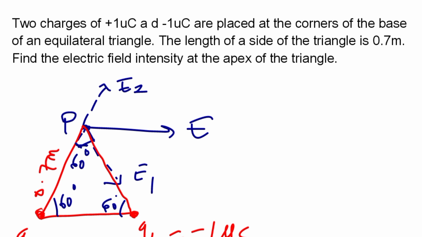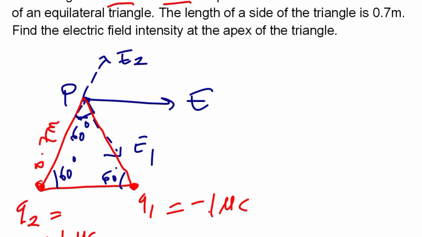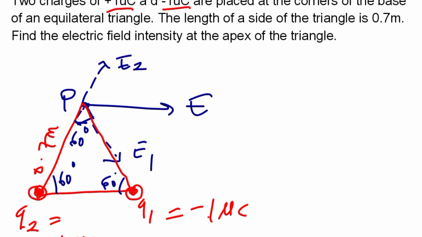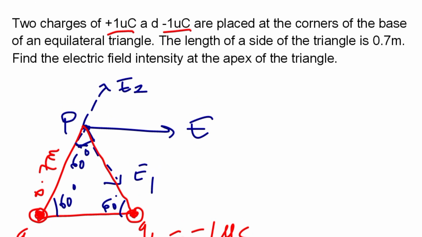So what we need to do here is that the question says that two charges, which is this and this, are placed at the corners of the base of an equilateral triangle. So as we can see, it is placed at the corners of the triangle, this point and this point here. It proceeds to say that the length of a side of the triangle is 0.7 meter, which means each side is 0.7 meter. The question asks us to find the electric field intensity at the apex of the triangle, which is this point right here.